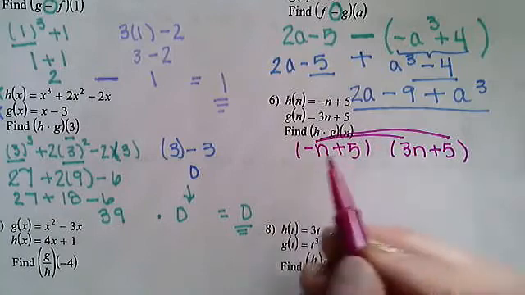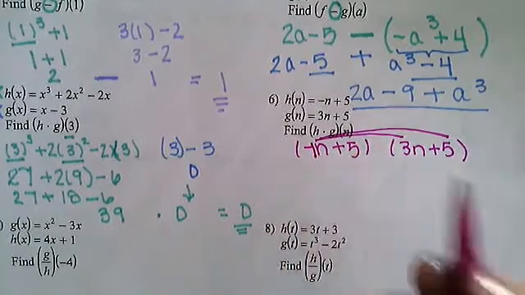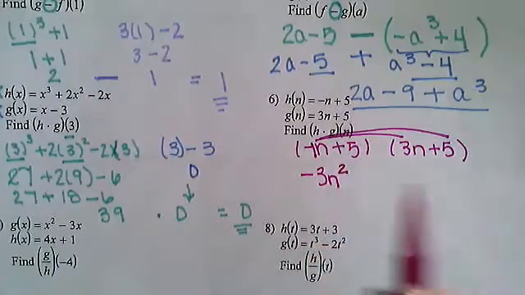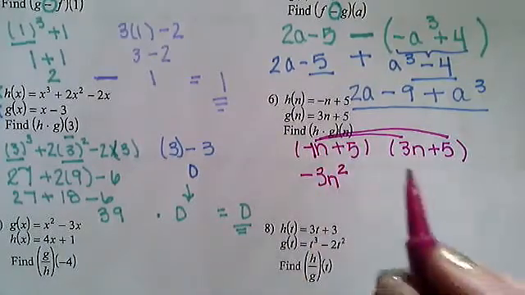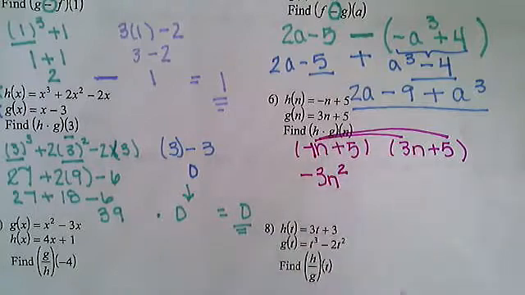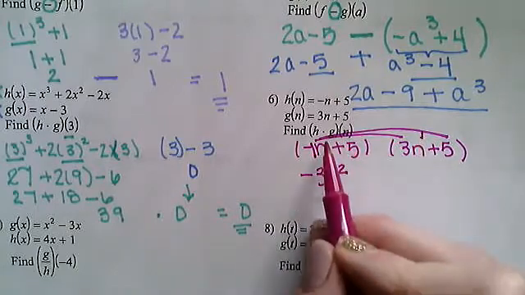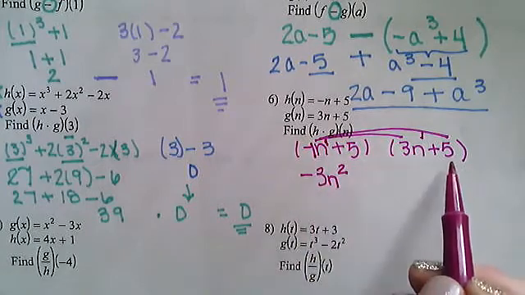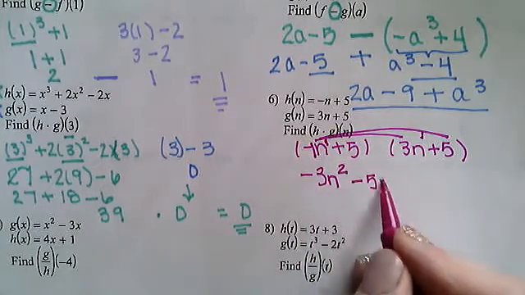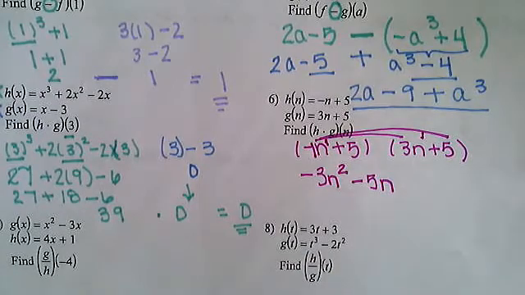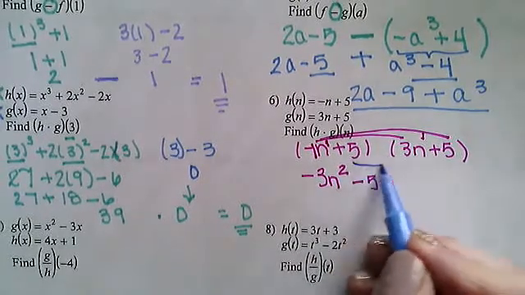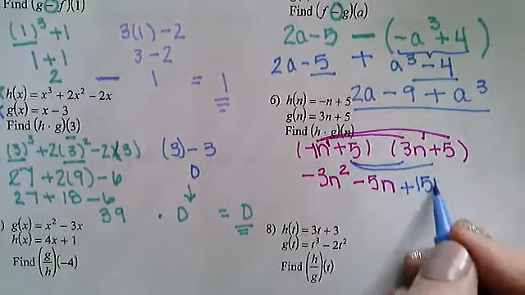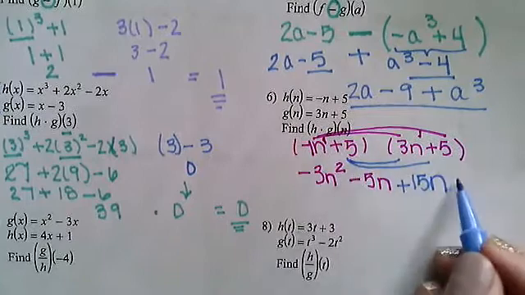So we have a negative 1n times 3n is negative 3n squared. Because when we multiply exponents or letters that have these invisible ones by them, we add the exponents. Negative 1n times 5 is negative 5n. We'll then distribute this 5. So 5 times 3 is 15, and this one has an n. And 5 times 5 is 25.